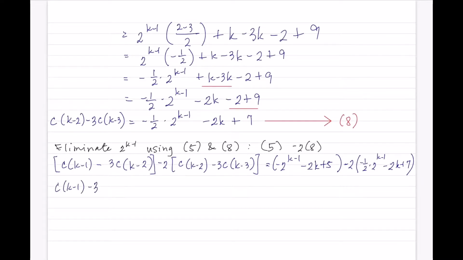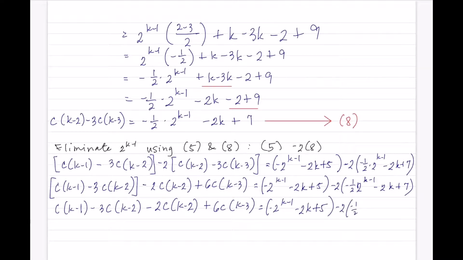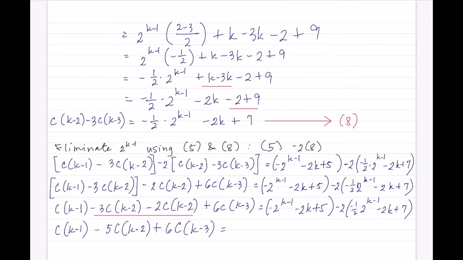So we manipulate first, or we try to solve the left hand side first. We distribute negative 2, that would be negative 2c of k minus 2 plus 6c of k minus 3, and then we just copy first the right hand side. Then we remove the grouping symbols again on the left hand side. That would be c of k minus 1 minus 3c of k minus 2 minus 2c of k minus 2 plus 6c of k minus 3. Then copy the right hand side. Then we combine like terms here. That would give us c of k minus 1 minus 5c of k minus 2 plus 6c of k minus 3, and then we copy again the right hand side.